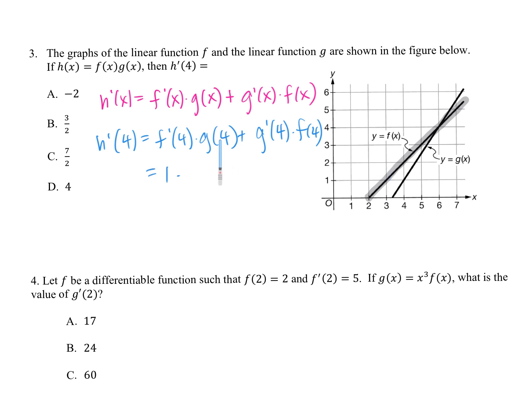Then I need g of 4. G of 4 is just a point. I'm going to do this pink line. G of 4 just says what is the y value when x is 4 on the pink line? 1. Agreed. Plus g prime of 4. What's the slope of this pink line when x is 4, the whole time because it is linear? Up 3 over 2, up 3 over 2. Agreed.